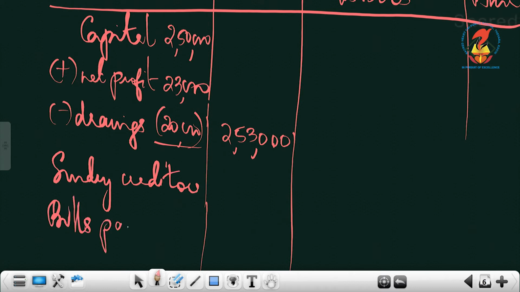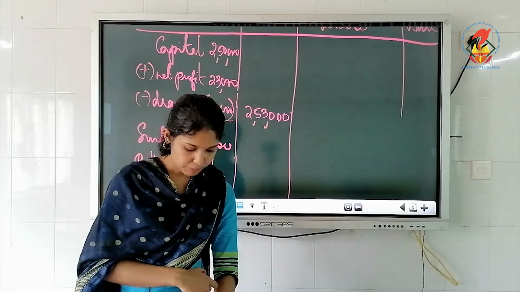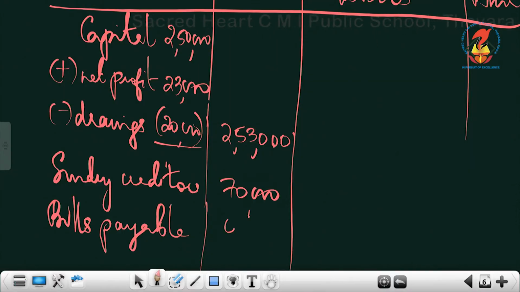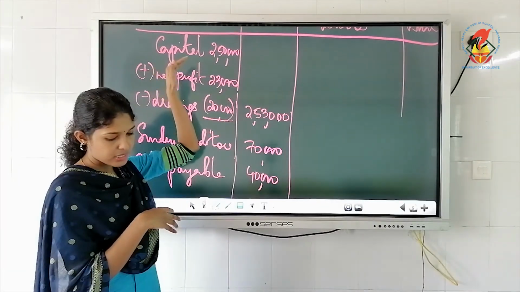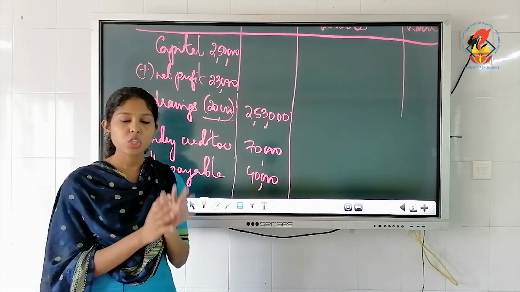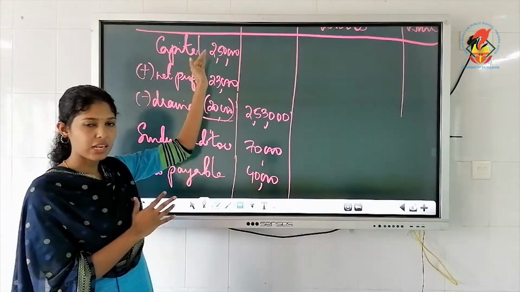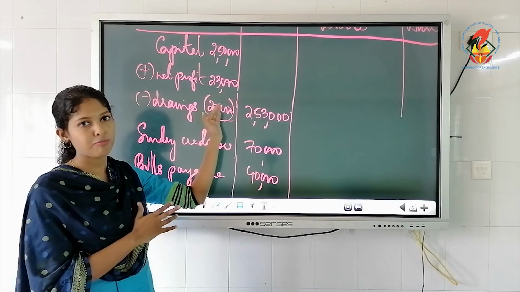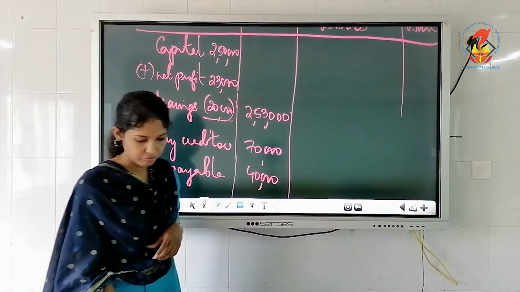So now we followed the order of permanence. First we wrote non-current liabilities, then we wrote current liabilities. Sundry creditors 70,000, bills payable 40,000. In your textbook they have separate sections like non-current liabilities, then current liabilities. You don't have to do the separation like that, but you must follow either of these two orders. No need to write headings like current liabilities.